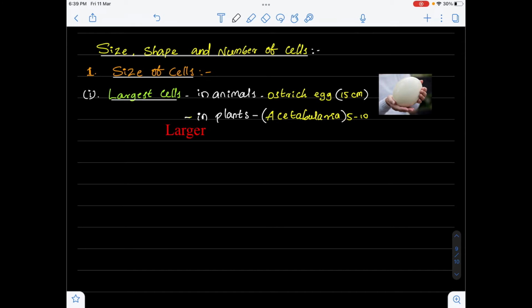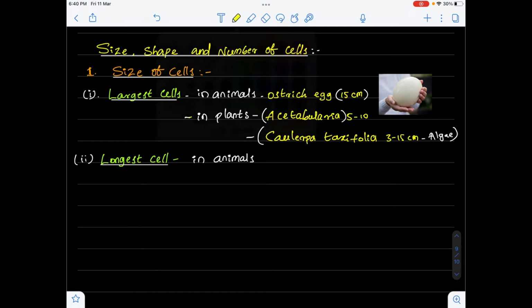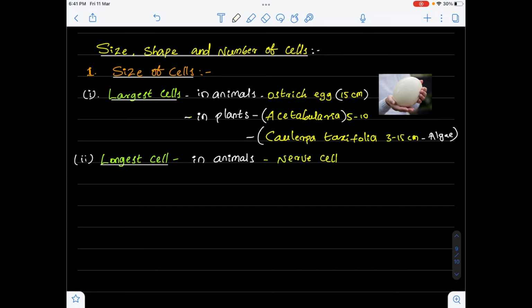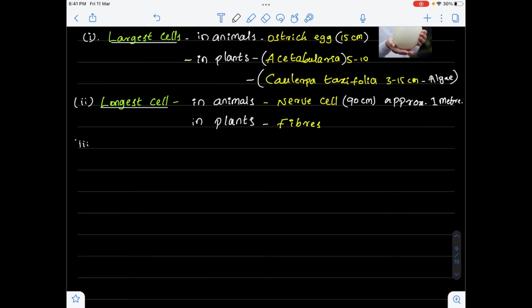longer than this acetabularia in plants, that is Caulerpa taxifolia, which is about 3 to 15 centimeters. It is also a type of algae. Now let us see the longest cell in animals is nerve cell, which is about 90 centimeters long. So approximately 1 meter long. And in plants, longest cells are plant fibers. The other one is smallest cell.